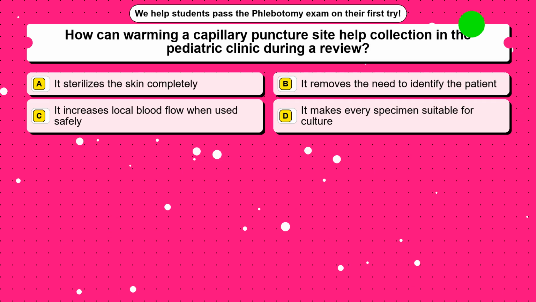Question 82. How can warming a capillary puncture site help collection in the pediatric clinic during a review? Option A. It sterilizes the skin completely. Option B. It removes the need to identify the patient. Option C. It increases local blood flow when used safely. Option D. It makes every specimen suitable for culture.